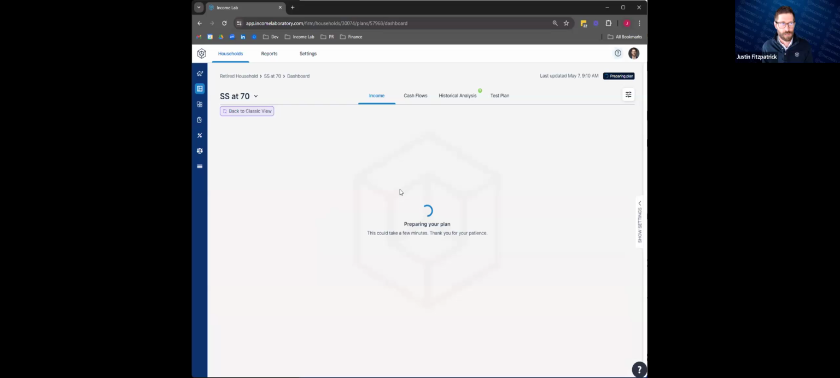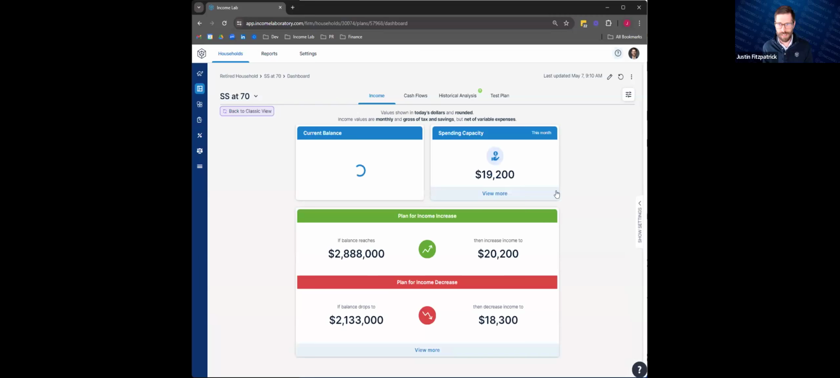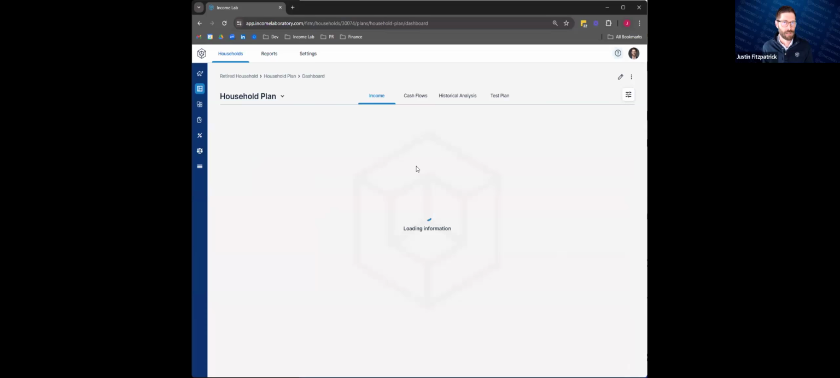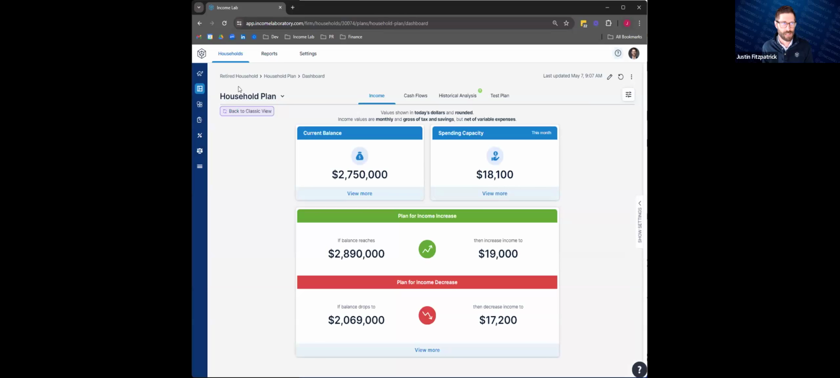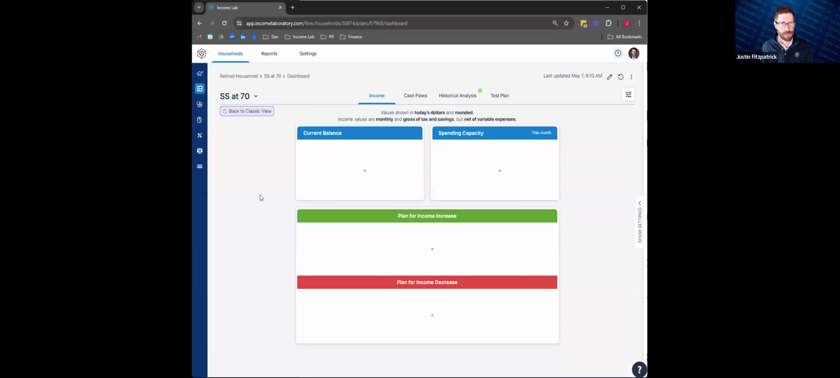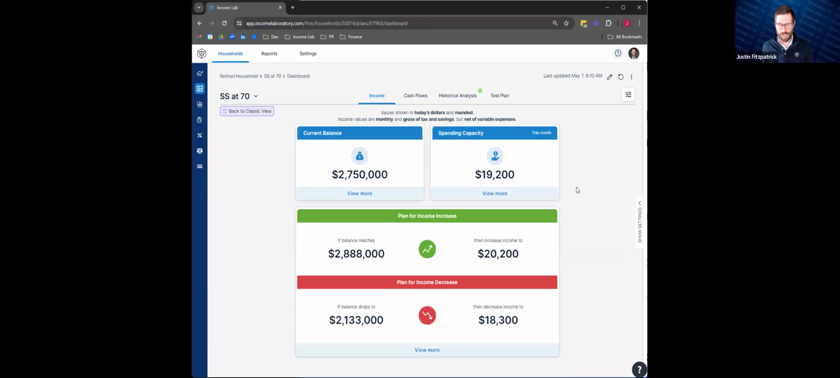And there you go. So now we have this plan, Social Security at 70, and we'll see the effects of that. And you can evaluate those effects, using, okay, what can I spend? How does that change? You see that it went up. So it was 18.1, and now we're at 19.2, just because we're adding that Social Security, which is adjusted for inflation and so on.